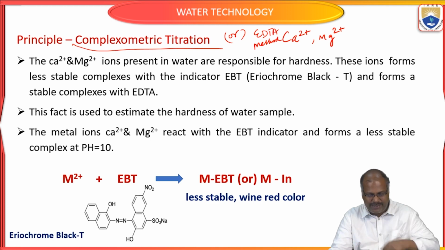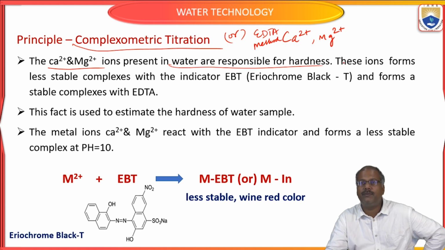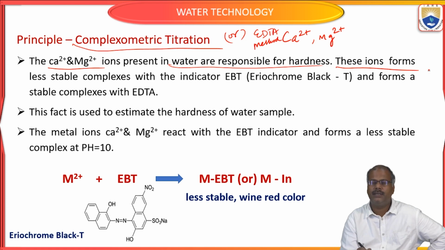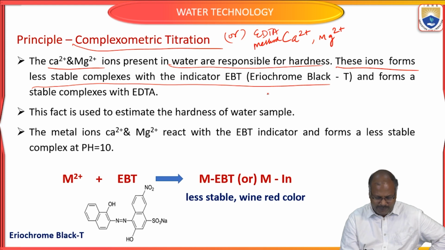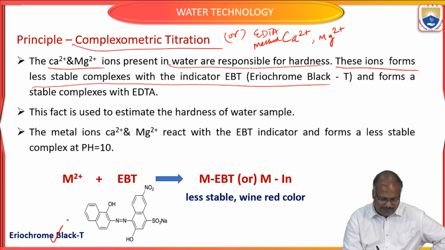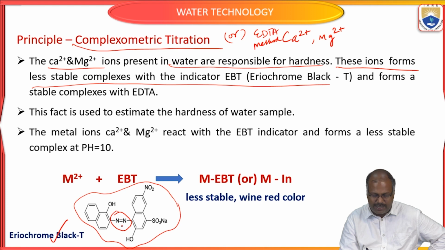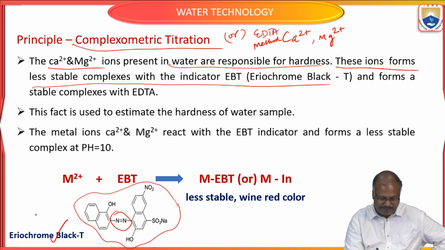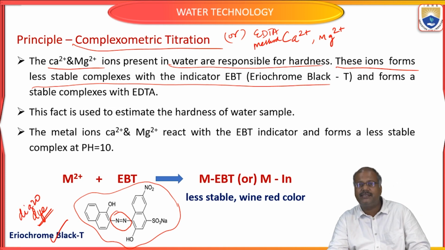What is the principle behind this? Calcium and magnesium ions present in water are responsible for hardness. We have seen this already. These ions form a less stable complex with the indicator. In this titration, we use the indicator Eriochrome Black T. This is the structure of Eriochrome Black T. It is a diazo compound, basically a diazo dye. This is the reason it brings color.